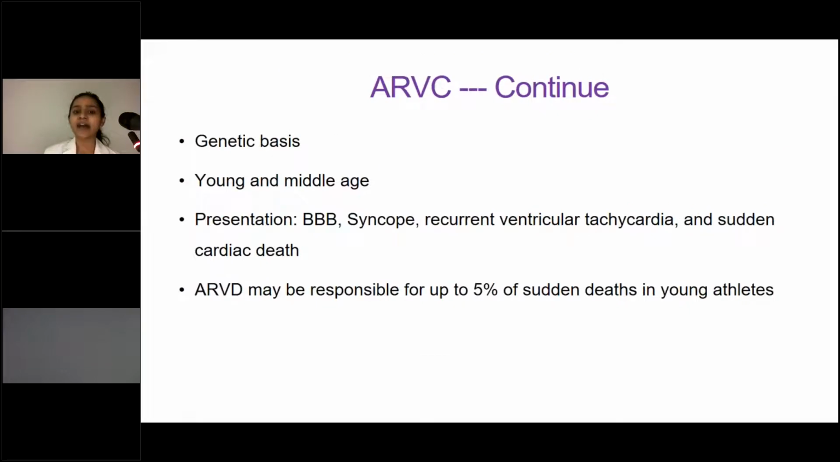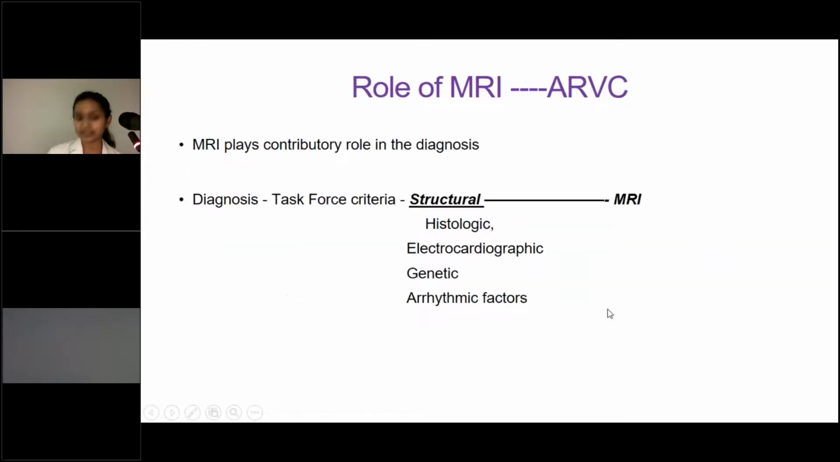Now, as far as the epidemiology of this condition is concerned, it has a genetic basis with an autosomal dominant pattern of inheritance. It has been known to involve the young and middle-aged group. Because of the structurally abnormal right ventricle, these patients are prone to recurrent ventricular tachycardias, often leading to syncope. In fact, it is responsible for up to 5% of sudden cardiac deaths in young athletes.